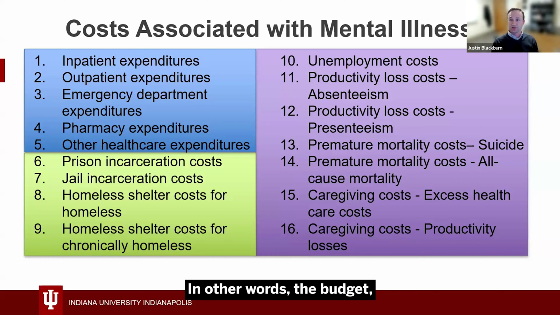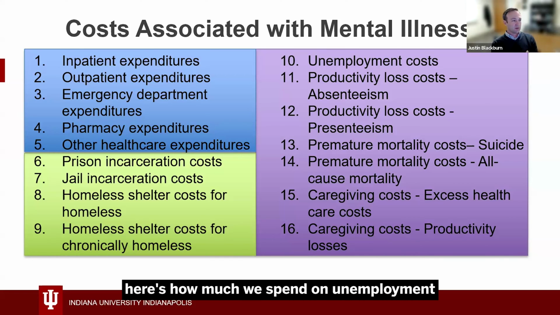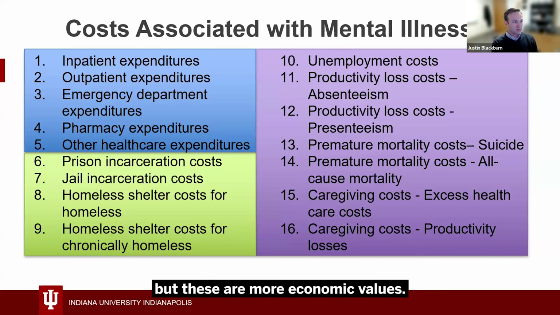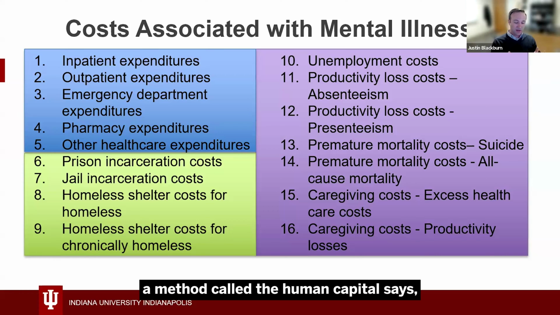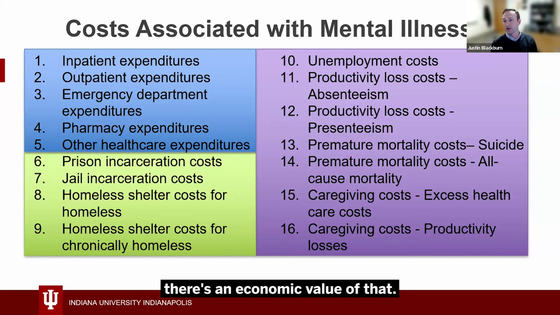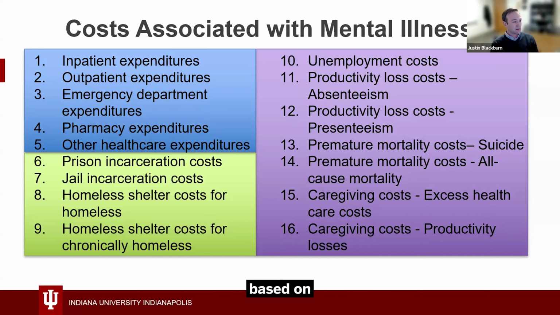In other words, the state budget isn't saying, oh, hey, here's how much we spend on unemployment or productivity. But these are more economic values. And so there's various methods to do this. For example, premature mortality uses a method called the human capital. It says, oh, for every year of life lost through suicide, for example, there's an economic value of that. And so we tabulated this for 1 year based on the data that we had.